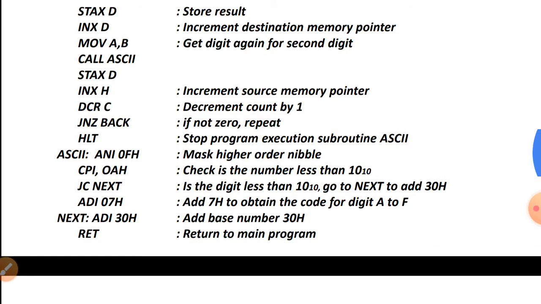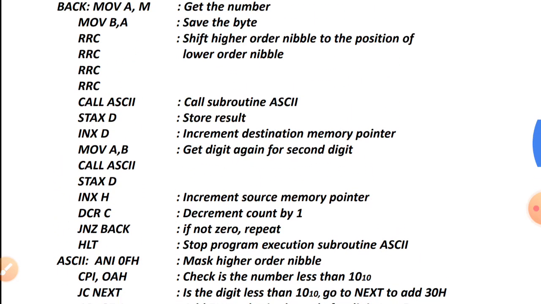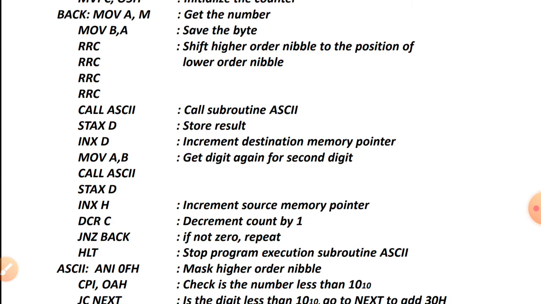So 07 will be added to the F, and after that we add 30. Actually we are adding 37, but we are adding 7 first and 30 later on, and then it is going to return. And whenever it returns, it will come to the STAX. The DE pair was already incremented in the previous case, so it will be 0861, and at 0861 the content of the accumulator, which is the ASCII code of F, will be stored.